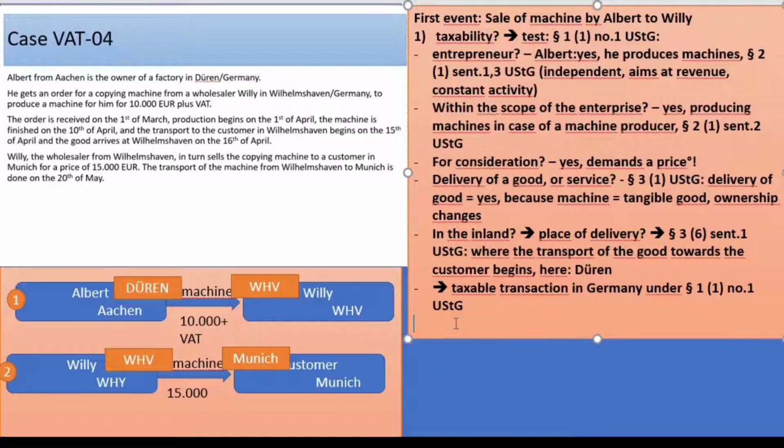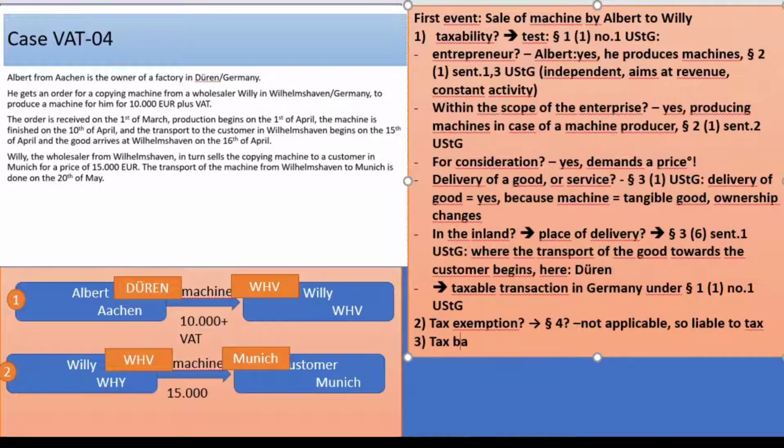The next question which we have to ask from now on is if we have a tax exemption. We have to look into paragraph 4, and paragraph 4 says not applicable. There's no entry for copying machines, so liable to tax.